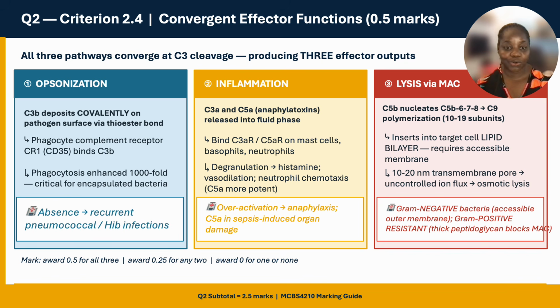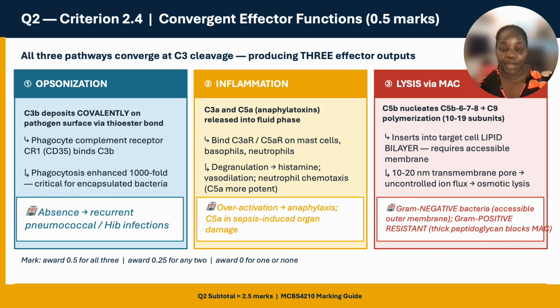Oh, I talk a lot on that first part. I almost forgot the second part of the question, actually, that was about convergent effector functions. So let's close it first before moving to question 3. That is criterion 2.4. That is about convergent effector function. So what all the three pathways produce when C3 is cleaved. This is 0.5 marks if you have all the three functions correctly identified.